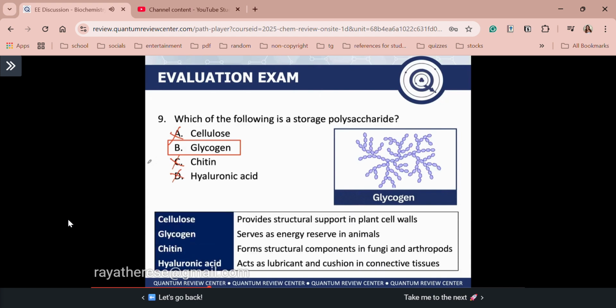So here is our summary for this specific item. Again, cellulose is in plant cell walls, glycogen is the energy reserve for animals, chitin is a structural component of your fungi and arthropods, and hyaluronic acid is for lubrication of connective tissue. Okay, so I hope that's clear, class. Again, number 9 is letter B.